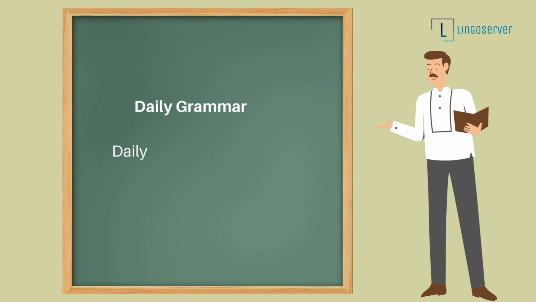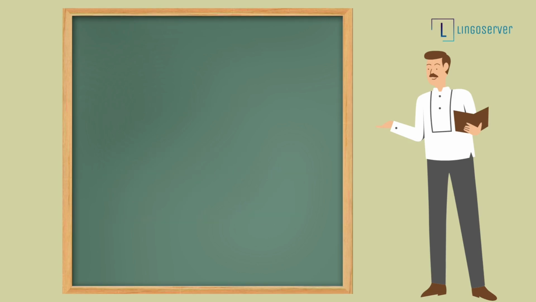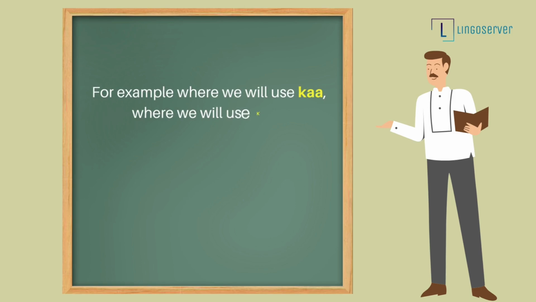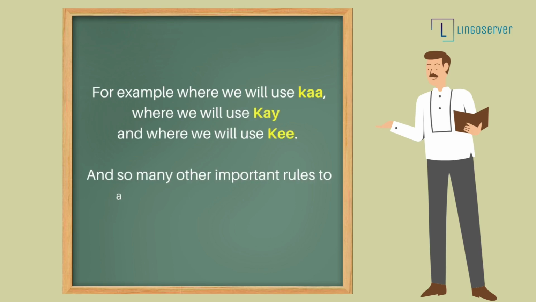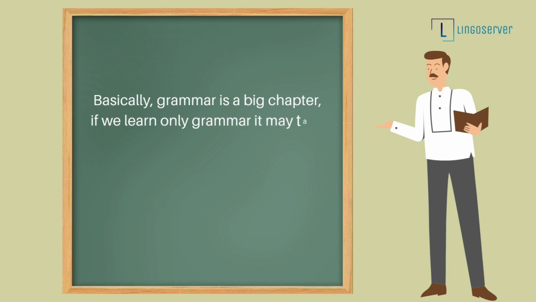Daily grammar. Daily grammar means that we will learn some important rules of Urdu so that we can avoid any mistakes while speaking Urdu. For example, where you will use ka, where you will use ke, and where you will use ki, and so many other important rules to avoid any kinds of mistakes. Basically, grammar is a big chapter. If we learn only grammar, it may take a lot of months.